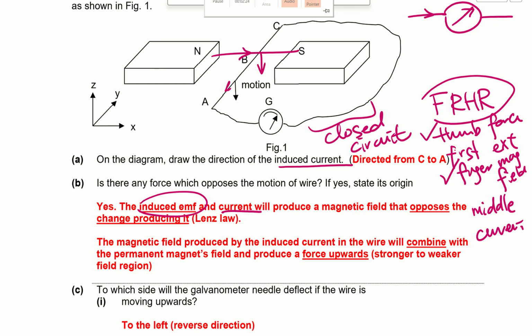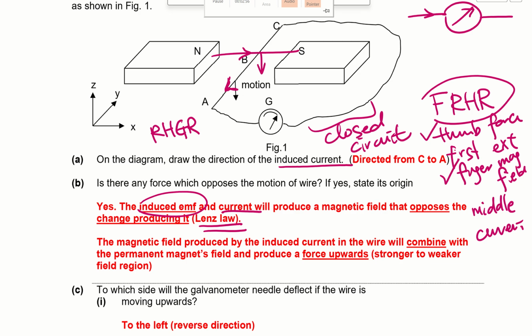But that doesn't explain why the current flows that way. Fleming's right hand rule only tells us the direction of the current, but it cannot explain it. The one that can explain the direction of the current flow is Lenz's law. So let's say we apply the right hand grip rule to the direction of the current here.